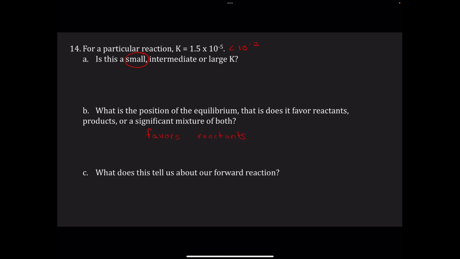Which again just means we've got mostly reactants left over. We haven't used hardly any of them. We've got very few products. What this tells us about our forward reaction is that the initial rate of that forward reaction is too slow.